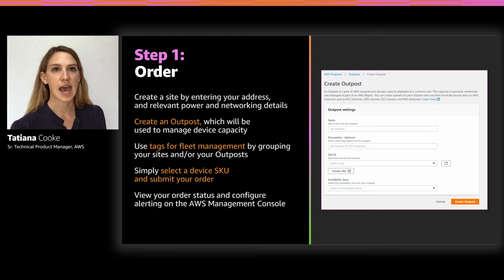You will be able to use tags to group your sites or your outposts together. For example, you could tag all of the outposts that will be used for your Northeast regional deployments. Once your outpost is created, you will be able to browse the Outpost catalog to find the SKU that you want to order. You will then select that SKU and submit an order. You'll be able to track this using the console dashboard and alerting tools to check the fulfillment status as the servers are fulfilled and shipped out to your site. At launch, we'll also support ordering through the AWS CLI and SDK, so it's easy for you to automate large-scale fleet deployments.